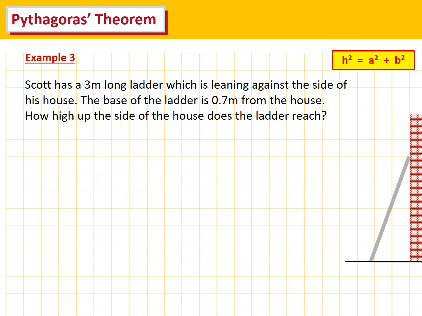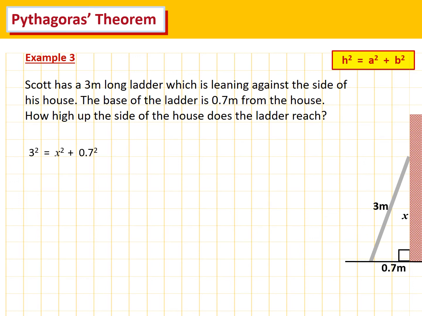In example 3, we have a ladder which is leaning against the side of a house. The base of the ladder is 0.7 meters from the house, and bear in mind that we'll assume that the ground is horizontal, that the wall is vertical, so there's a right angle between the wall and the floor. We've got a distance of 0.7 meters because that's the distance of the foot of the ladder from the wall. The ladder is 3 meters long, and we want to find how high up the side of the house the ladder reaches, and that's a distance marked x.